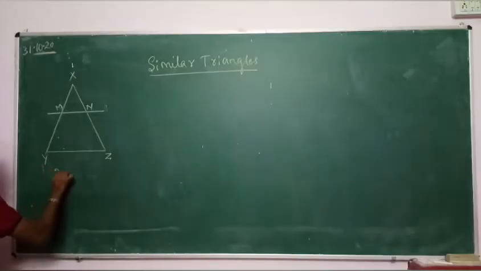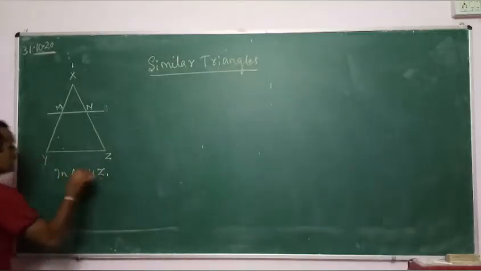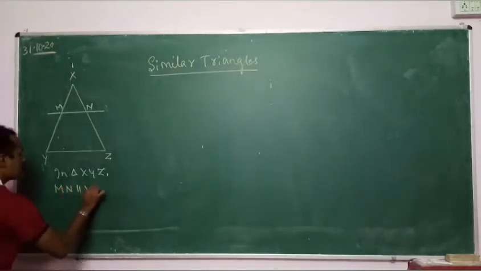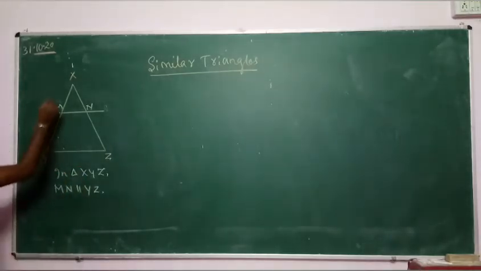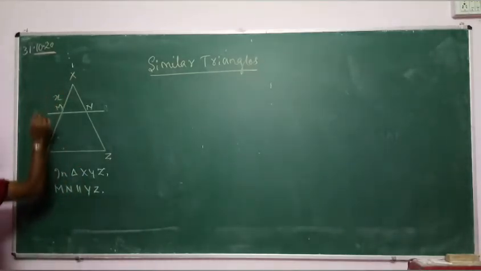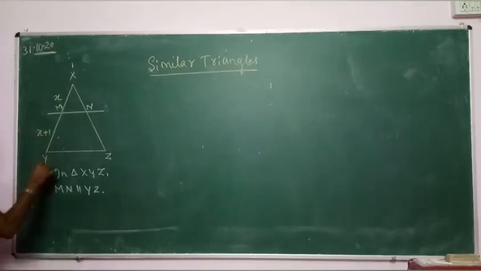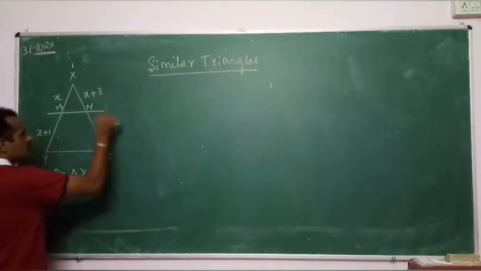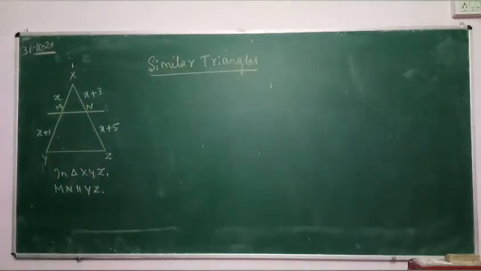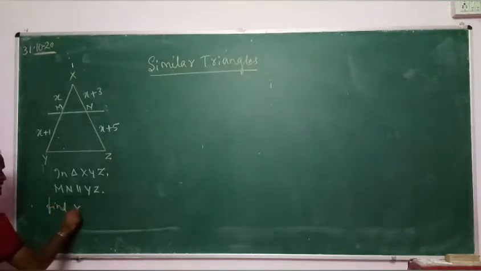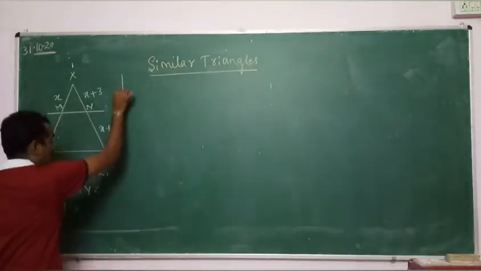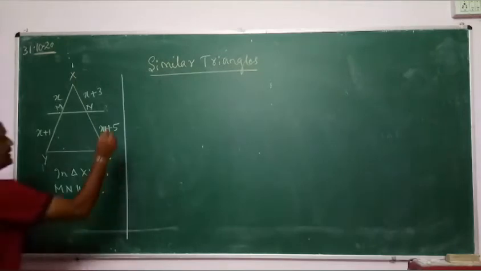That is, in triangle XYZ, MN is parallel to YZ. Further, I am giving you this is x, this is x plus 1, this is x plus 3, and this is x plus 5. The measurements are given, and I ask you to find x. How to solve this problem? We have to start like this.